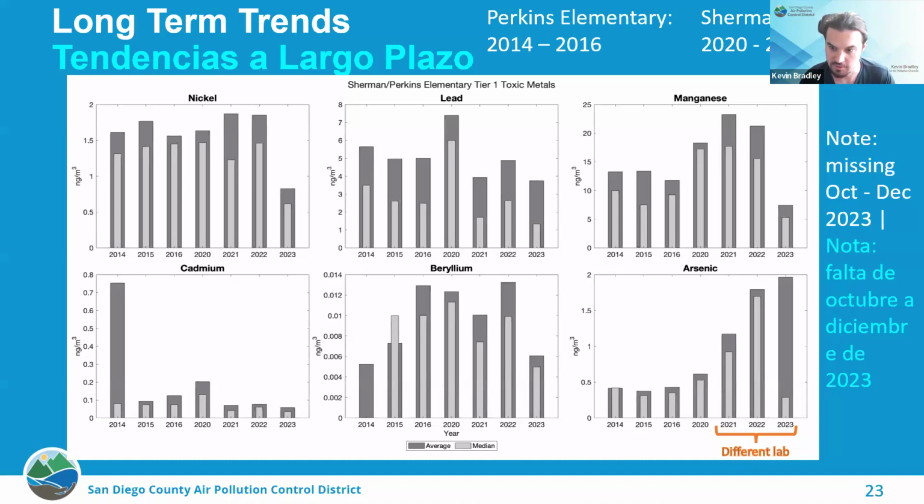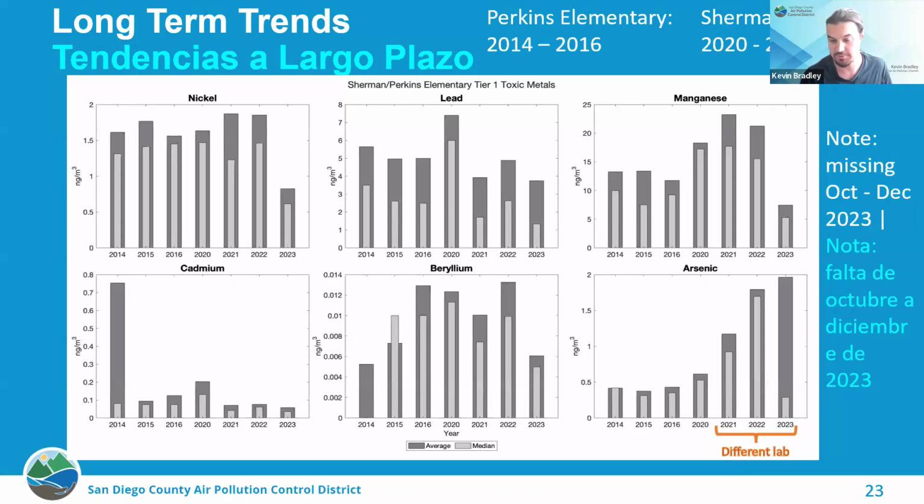Okay, I promised I would talk about arsenic. So it looks, according to this graph, like our arsenic levels are going up and up and up, but that is not the case. What happened was that as we expanded our amount of sampling and we added monitors at a bunch of different sites, we were collecting more samples than we were able to process in our own facility.